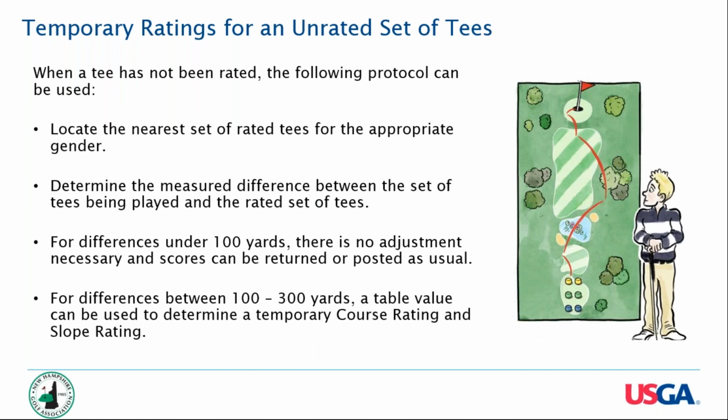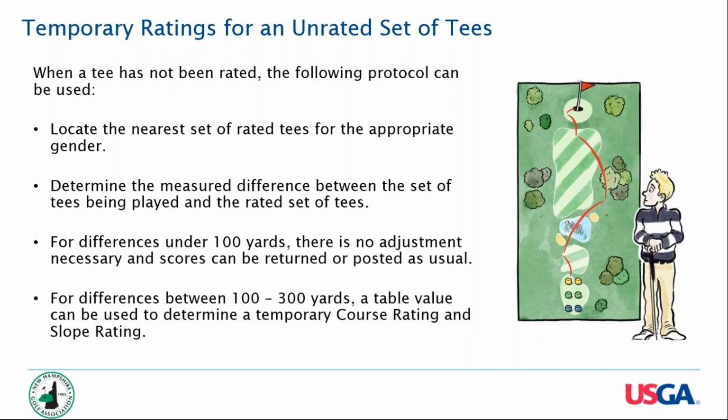All right, the temporary rated sets of T's here. This is a very similar procedure, but slightly different. This is also in the book in Appendix G, but I can kind of read this to you. When a T has not been rated, the following protocol can be used. You're going to locate the nearest set of rated T's for the appropriate gender, determine the measured difference between the set of T's being played and the rated set, and then for differences under 100 yards, there's no adjustment necessary, and scores can be returned or posted as usual.